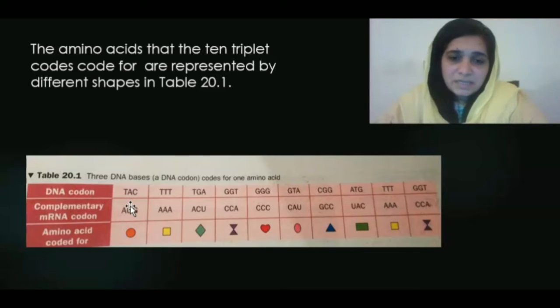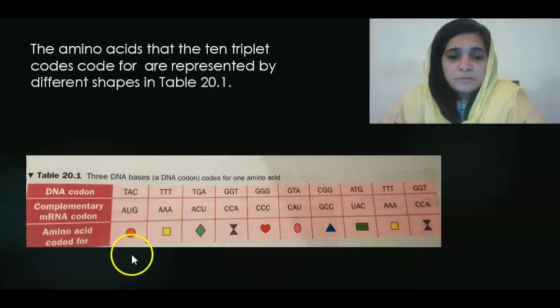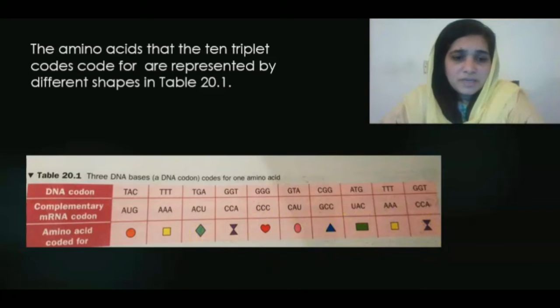I will discuss in the coming slides. You will understand with the help of the table that shows the difference between DNA and RNA in detail. Likewise, you will form the complementary mRNA codon. It is very interesting and informative. Amino acid coded for, so we have different types of labels for the different amino acids. We give different shapes for their recognition.